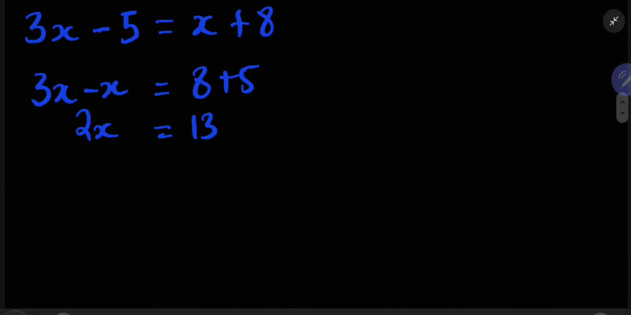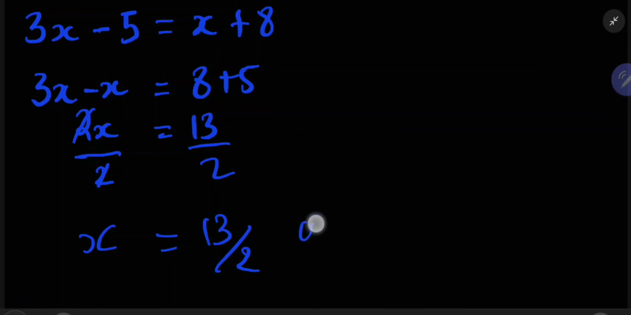And to solve for x, we divide both sides by the coefficient of x, that's 2. So divide by 2, divide by 2. I have x equals 13 over 2, or I can say this equals 6 whole number 1 over 2, or I can say this equals 6.5. In whatever form I decide to put it down, as an improper fraction, mixed fraction, or decimal, it's correct.